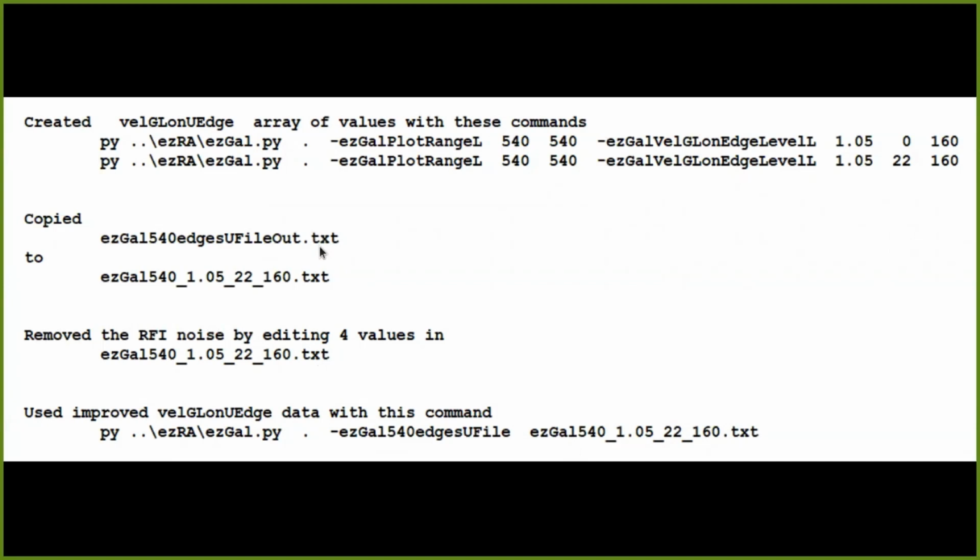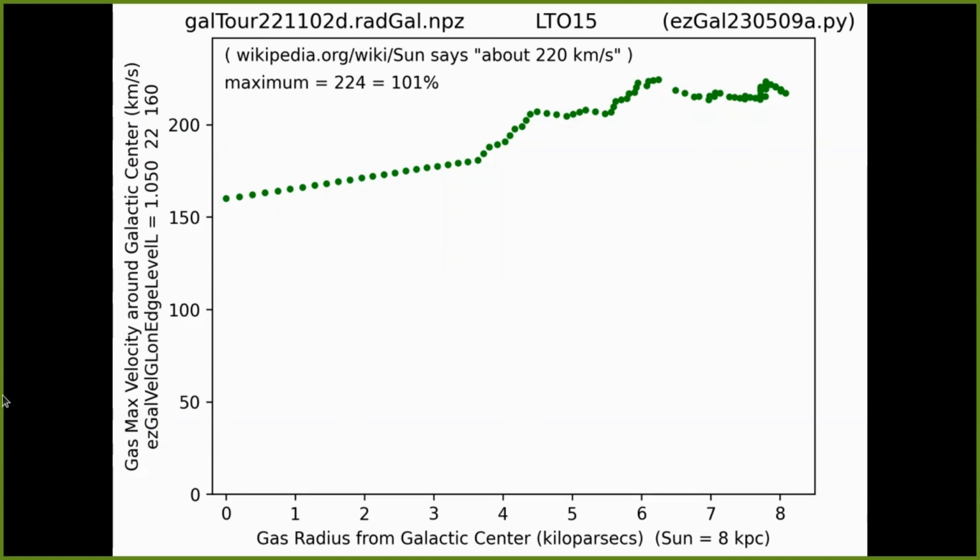So it wrote out a file, I edited it, and then I gave it a command line so that it would read in the new improved file. This is the plot it created for the gas maximum velocity around the galactic core, using these values for that top edge. It's a rather flat line compared to many. There's a part here that looks suspiciously straight. That was that diagonal line off to the right.